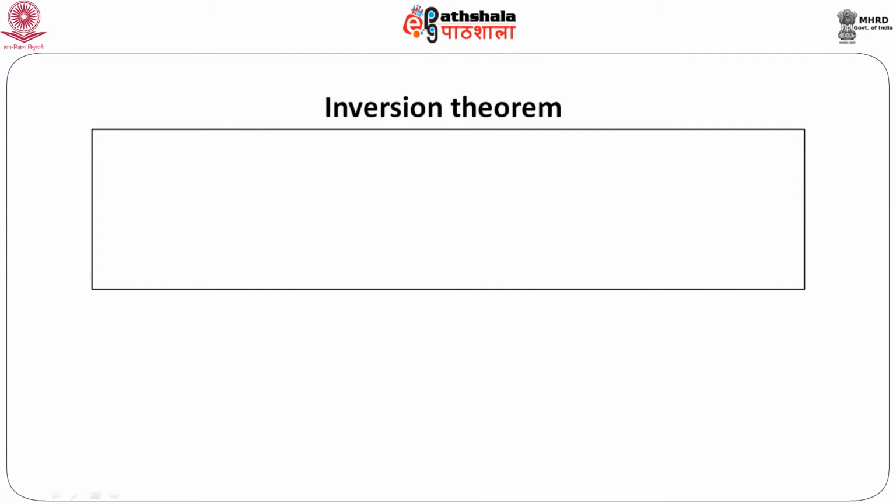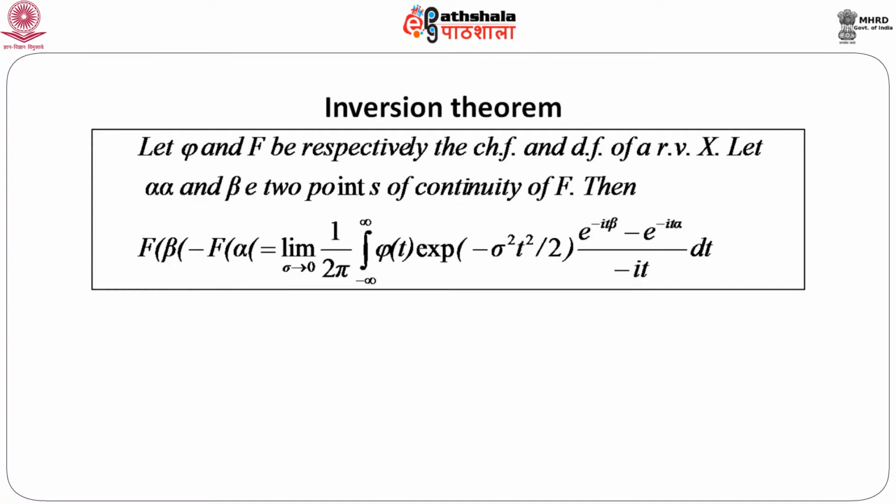To elucidate this, we will use one important theorem which is known as the inversion theorem. Let us see what this inversion theorem states. Let phi and capital F be, respectively, the characteristic function and distribution function of a random variable X. Let A and B be 2 points of continuity of F.